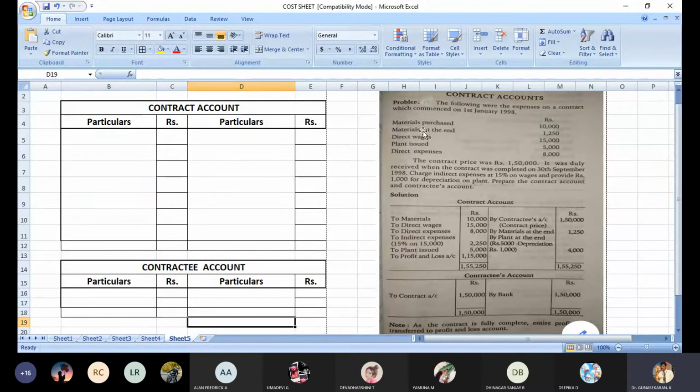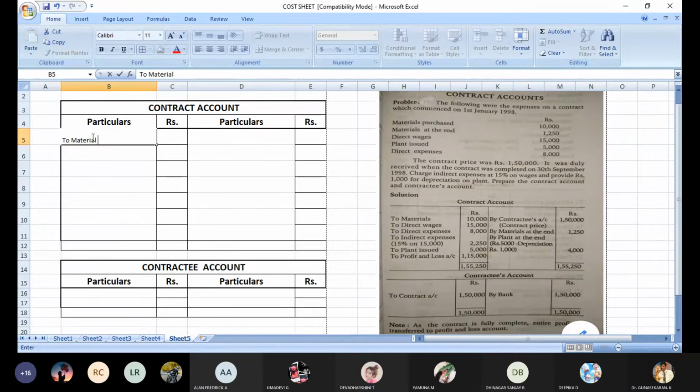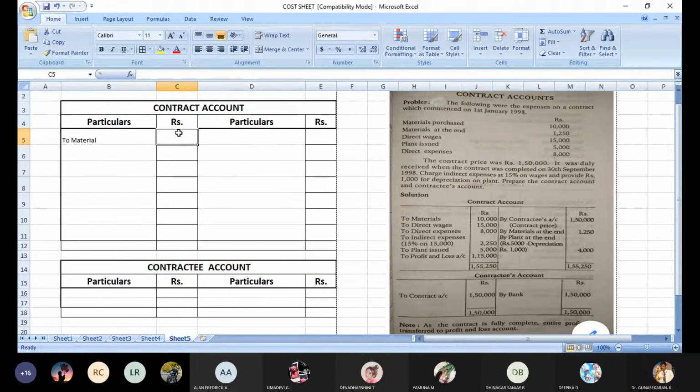First expenditure in the problem: material purchased. So we have to write 'to material purchased'. How much value? Okay, 10,000. Is it visible? Am I typing? Are you able to see the typing? Yes, sir. Good. So 'to material' 10,000. That is also an expense, that's why we enter it on the debit side.